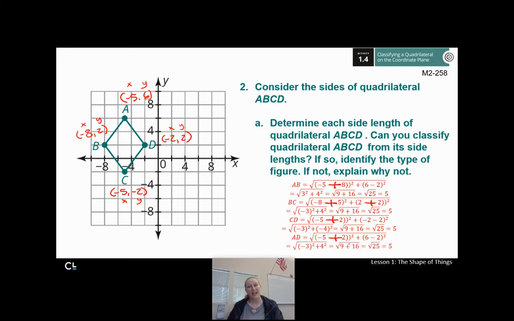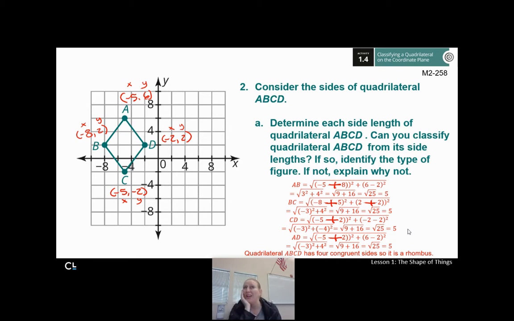Negative 3 squared is a positive 9. 4 squared is positive 16. And again, 9 plus 16 is 25. Square root of 25 is 5. Oh my gosh, we have 4 congruent sides. So because we have 4 congruent sides, I know it's a rhombus. I don't know if it's a square or not, but I know it's a rhombus because it has 4 congruent sides. So I do know that. Not sure if it's a square.